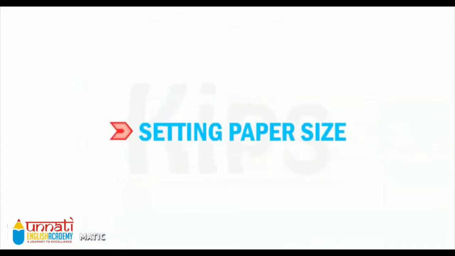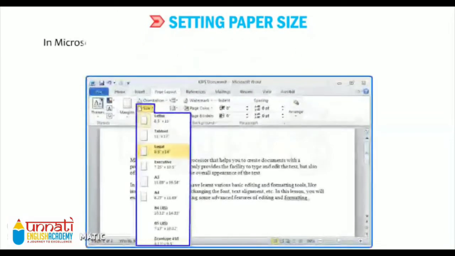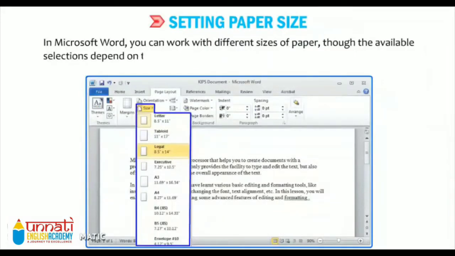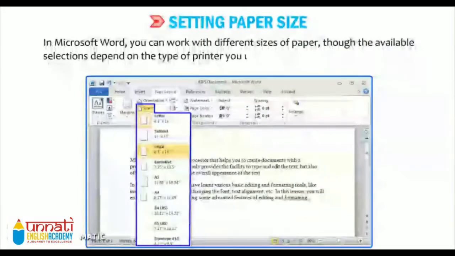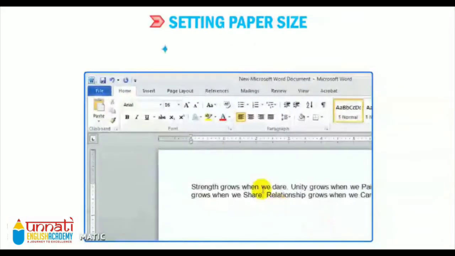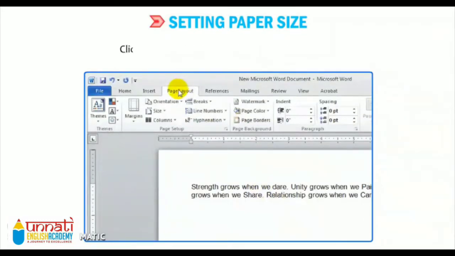Now we will see how to set the paper size. In Microsoft Word, you can work with different sizes of paper, through the available selections, depending on the type of printer you use. If you want to set a paper size, follow the steps. Select the Page Layout tab. Click on the Size button in the Page Setup group.